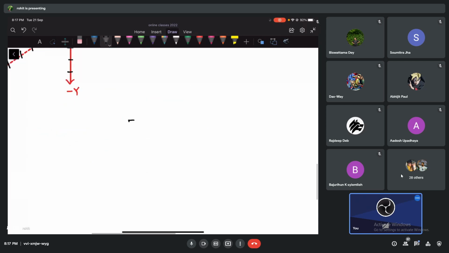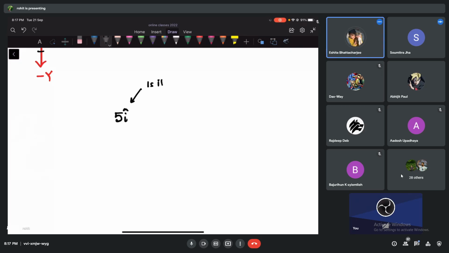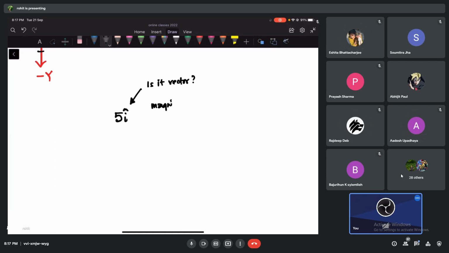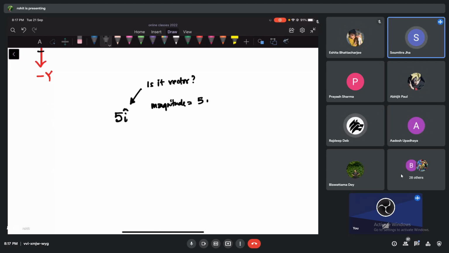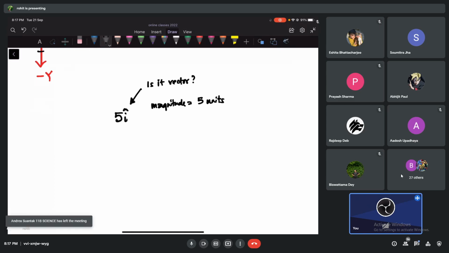Simply, if I tell you that I'm writing 5 I hat, what does it mean, guys? Just think and tell me, is it a vector or not? Yes, because you can see it has a magnitude and it also has direction. What is the magnitude? 5 units, very good. It can be 5 newtons, 5 meters per second, 5 meters per second squared, right? Magnitude is 5 units. What is the direction? Towards positive x.